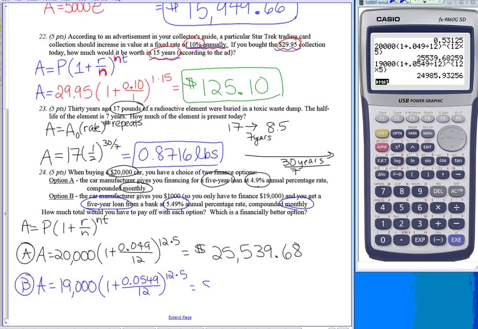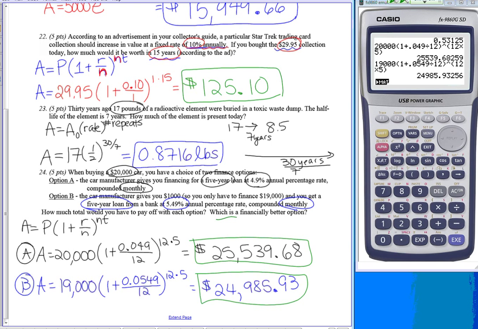So by putting $1,000 less into the loan, even though I have a higher interest rate, I still wind up paying less total for the car. Here are my first two answers, sorry. There's how much I would pay off with each, and then which is a financially better option. It looks like option B is better. Okay, there we go. Let's go on to the next page.